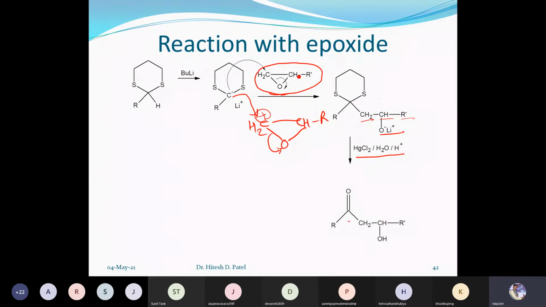This means in this compound we now have two functional groups. One is the alcoholic OH group, the second is the ketone. So the ketone and the alcohol group are both present in one compound.